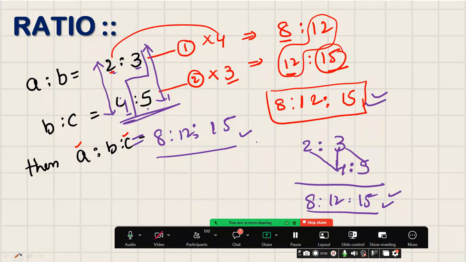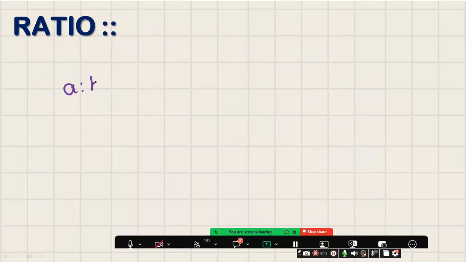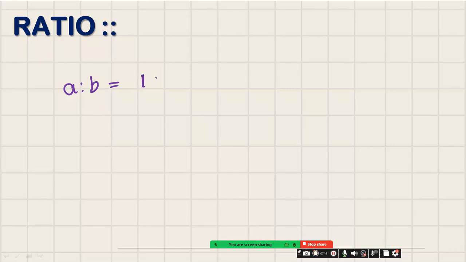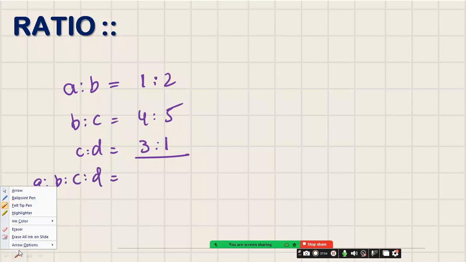Right, I'm taking one more example, guys. For example, A is to B is equal to 1 is to 2. Next, B is to C is equal to 4 is to 5. Next, C is to D is equal to 3 is to 1. Then find out A is to B is to C is to D.